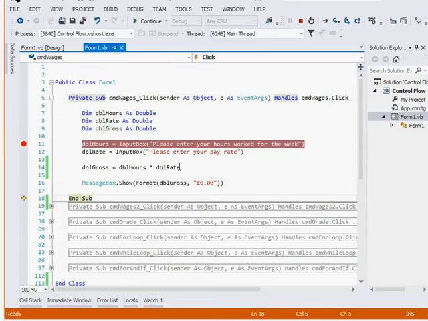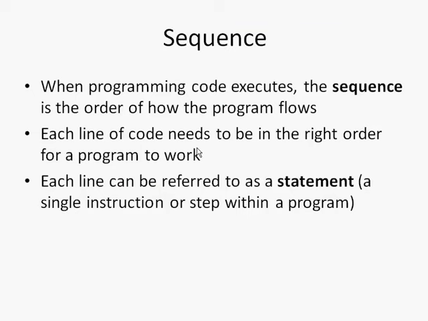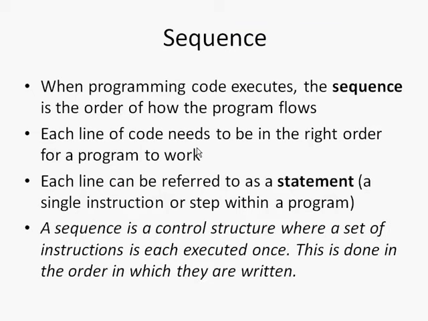If things weren't in the right order here, then we wouldn't get the right data out. So if that line was above where I actually get my hours and my rate from the input boxes, then it wouldn't work it out properly. So things are going to be in the right order. So that's a good example of sequence. Definition of sequence. Sequence is a control structure where a set of instructions is each executed once. This is done in the order in which they are written.